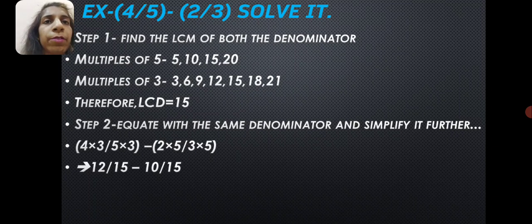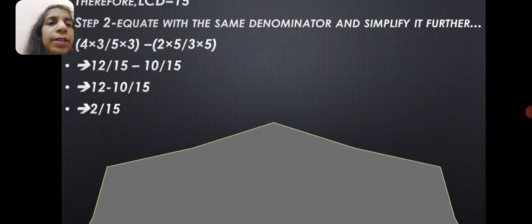In this you will get the same denominator, or like denominator, and then you can easily subtract the numerator part, because the denominator is the same, a like denominator. Therefore in the next step, 12 minus 10 upon 15 is nothing but 2 upon 15. This is the answer.